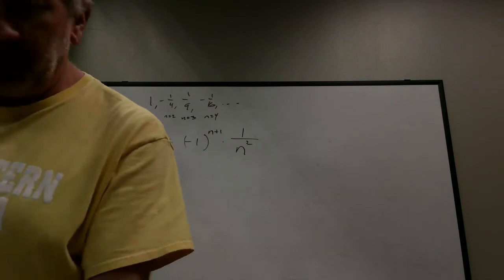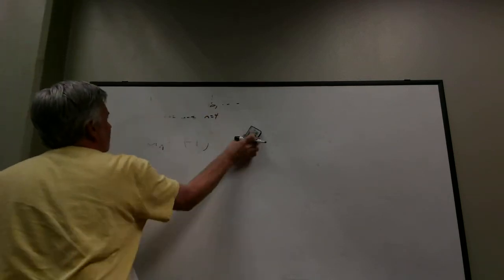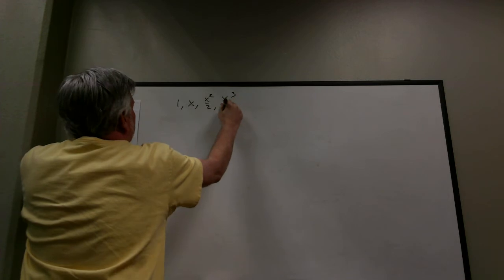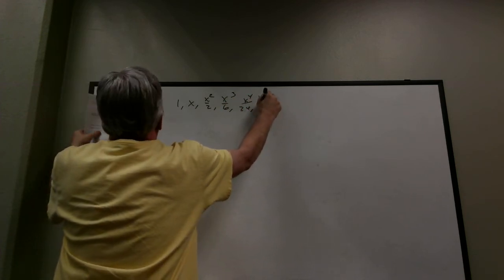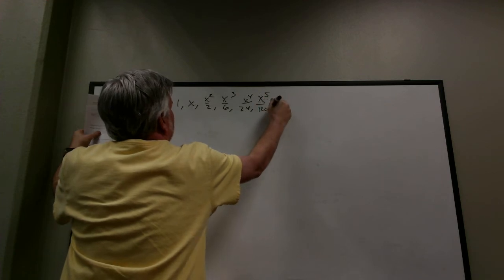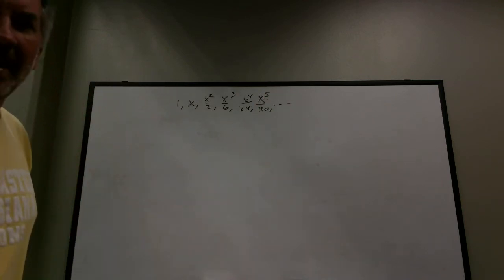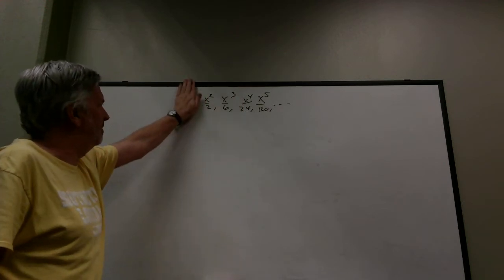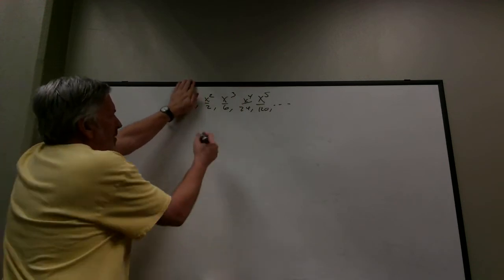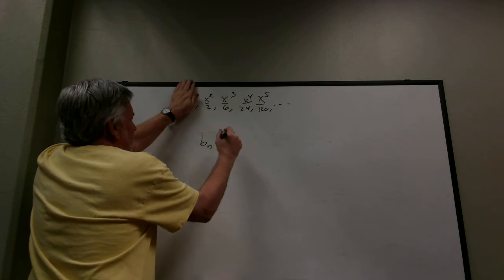Okay, let's do another one. The next one says, do the same thing, come up with a formula, and the sequence is 1, x, x squared over 2, x cubed over 6, x to the 4th over 24, and they give one more, x to the 5th over 120, dot, dot, dot. Again, the 1 and the x seem out of place here compared to the other terms, so I'm not going to look at those. So I would call this one b sub n, just to call it something different, okay?